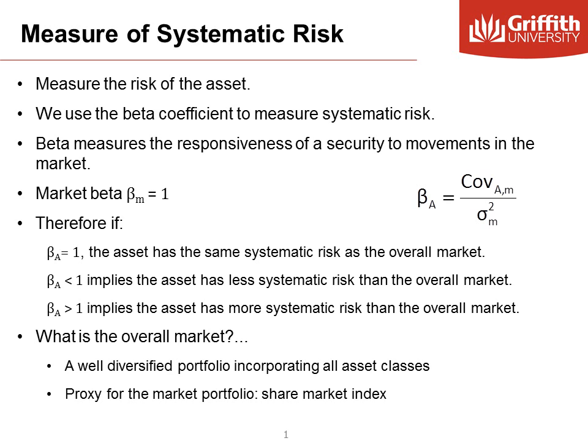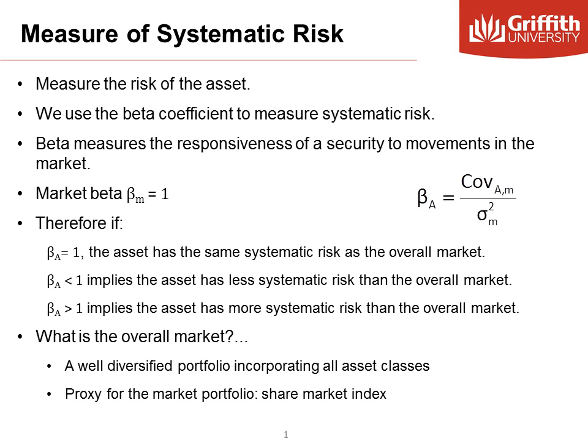So how do we measure systematic risk? We use beta coefficient to measure this risk. Remember we said systematic risk depends on economic forces and market changes such as inflation and GDP. Well, beta measures how a security responds to movements in the market. And that's the formula to calculate beta.